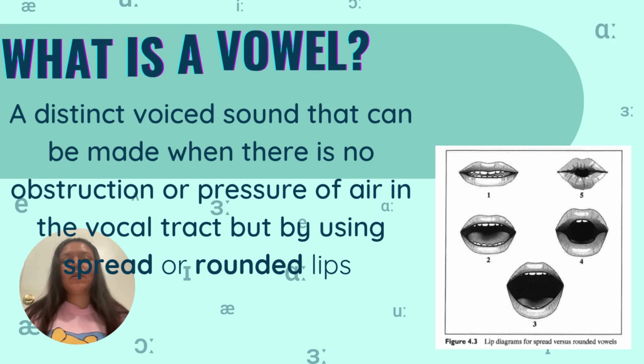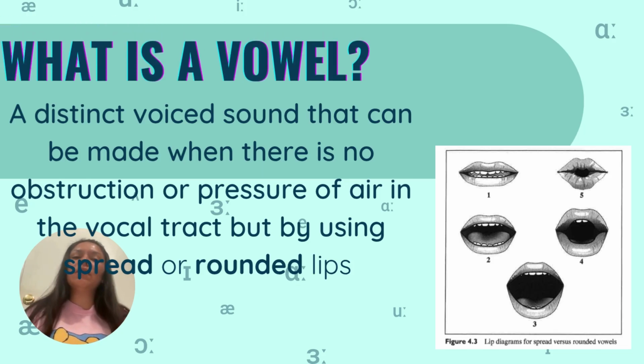So let's talk about what is a vowel. A vowel is a distinct sound that can be made when there is no obstruction or pressure of air in the vocal tract, and also by using rounded or spread lips.